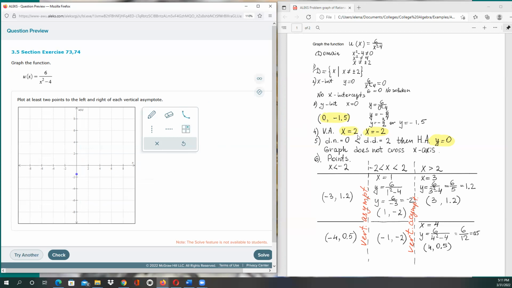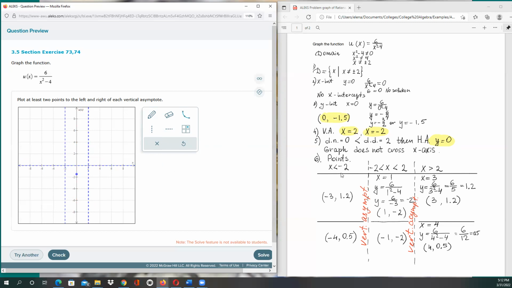Now we have two vertical asymptotes. Click. And now we can move this vertical line. We have x equals 2. Click. And the second one, x equals -2. Click. Now we don't need this anymore. Click again. Now the horizontal asymptote, y equals 0. That is the x-axis. Click, click, and click again.